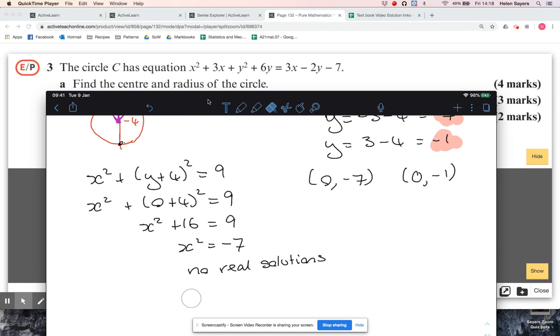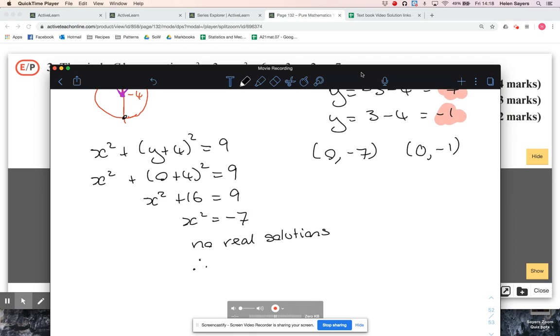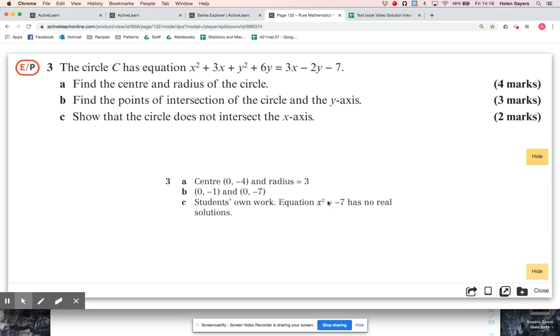That has no real solutions, and the question was to show that the circle does not intersect the x-axis. What wording did they use? They said we're trying to show the circle does not intersect the x-axis. Okay, let's just check that they didn't throw anything else in there. No, that's pretty much it.